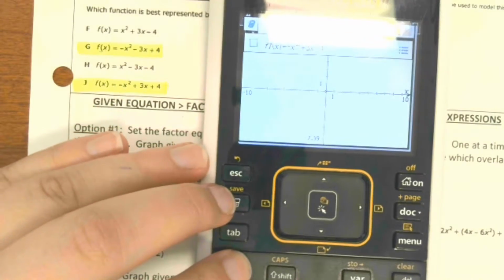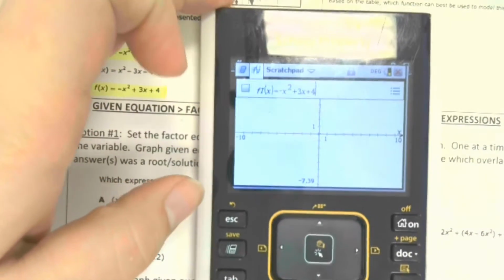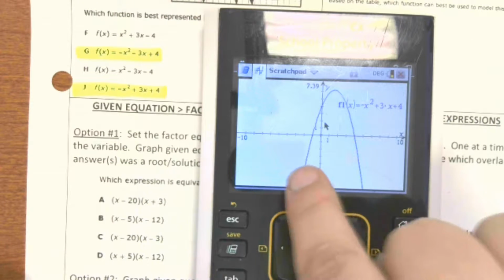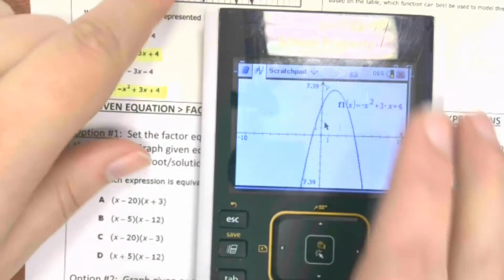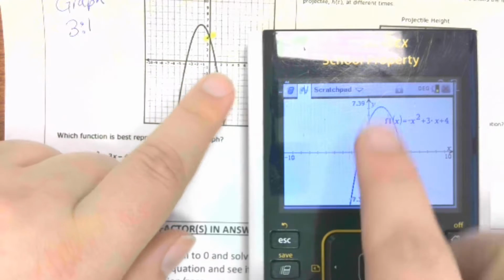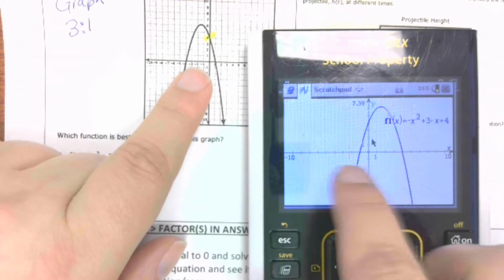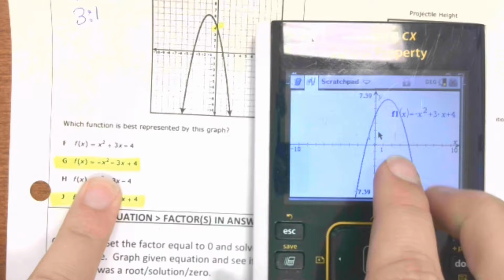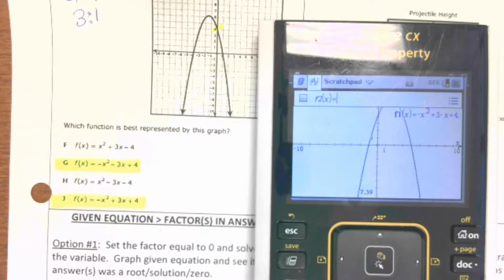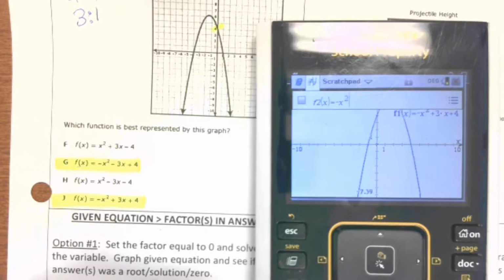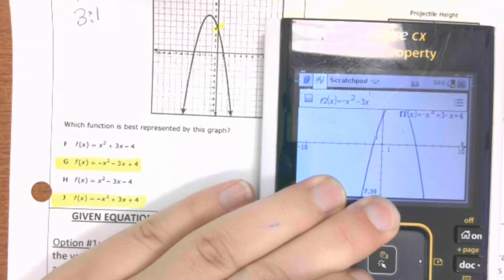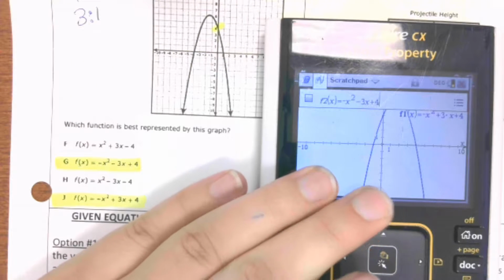Can't really see that. It's a little better. And then I just press enter and it graphs it. You'll notice it's shifted. This graph, see how there's the skinny side and the fat side, has the correct y-intercept, but it's not in quite the right spot. Let's try the other one. Let's try this one. So menu 3, 1. Again, I'm going to put in the equation, negative x squared minus 3x plus 4. Press enter.